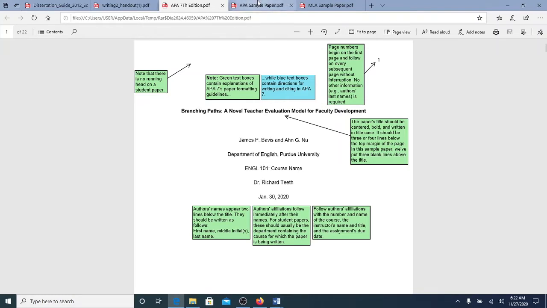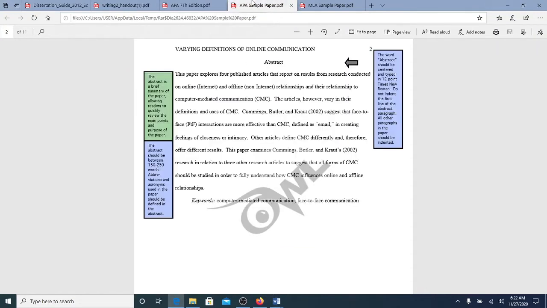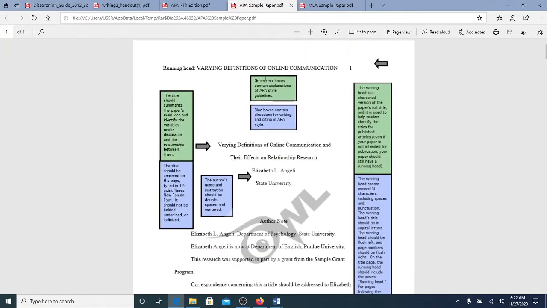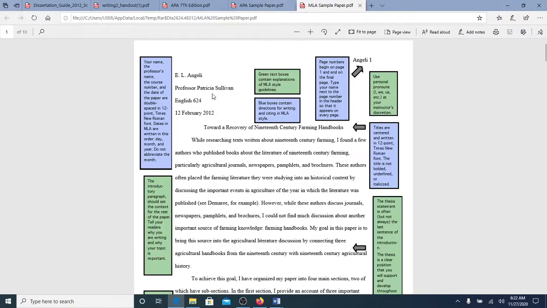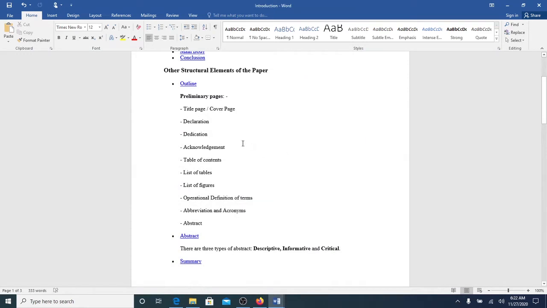As you can see, an APA 7 outline, when compared to an APA 6 outline, is slightly different because of the running head, and MLA is also different. These are called the preliminary pages before the introduction. There are other sections that are important too, like the declaration, dedication, acknowledgement, table of contents, and the rest. This is mostly the outline of most papers.